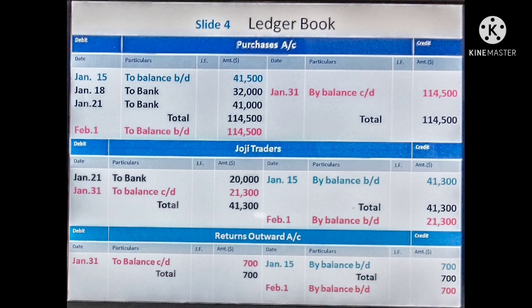Joji Traders account has an opening balance of 41,300 credit side. That much money the firm owes to Joji Traders. Out of that, 20,000 is paid on January 21. Debit side to bank 20,000. The account has credit balance still. It is carried down in debit side 21,300, and on February 1 it is brought down. Joji Traders is still a creditor of the firm for $21,300.